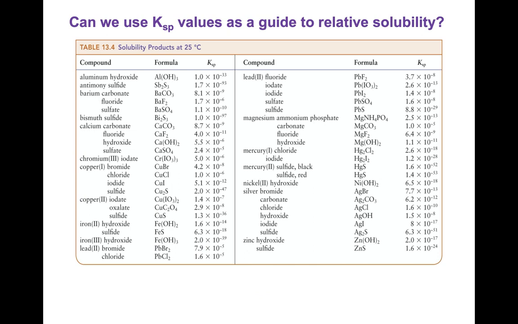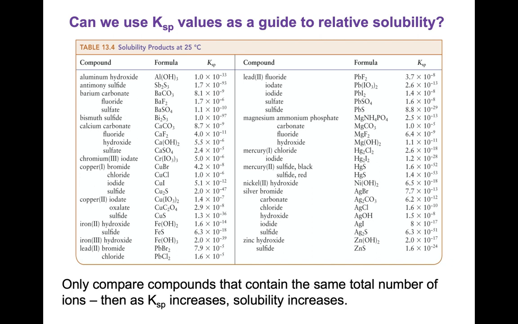So I wanted to take a moment to look at a bunch of KSP values and think about if we can use these KSP values as a guide to relative solubility. The answer to that question is a qualified yes. We can only if we are comparing compounds that contain the same total number of ions. For example, it's difficult to compare calcium carbonate to calcium fluoride. Calcium carbonate breaks apart into 2 ions, calcium and carbonate, and calcium fluoride breaks apart into 3 ions, 1 calcium ion and 2 fluoride ions. So comparing these is not such a great idea.